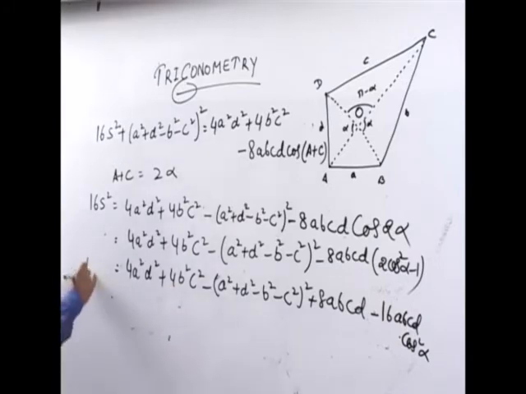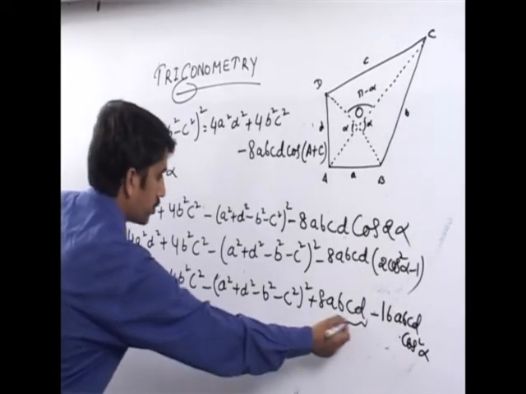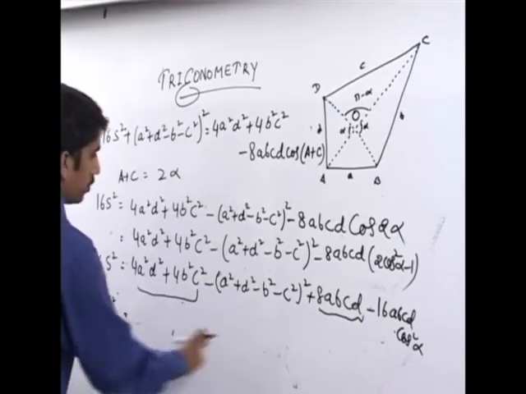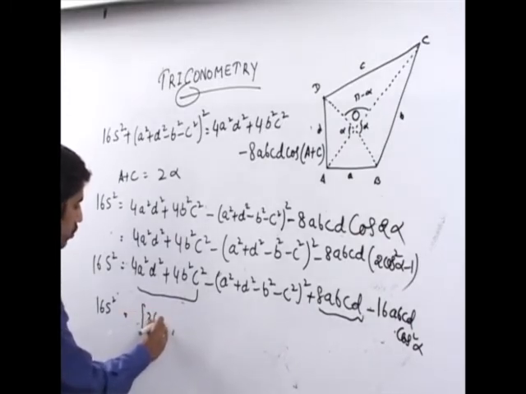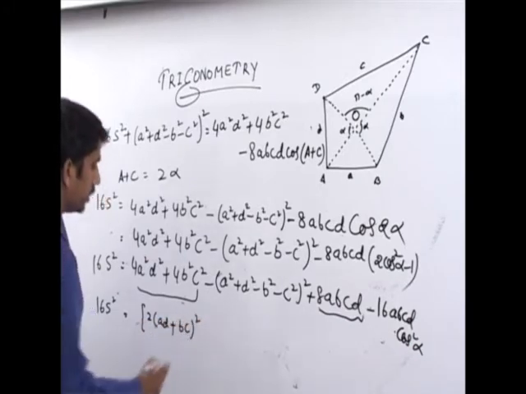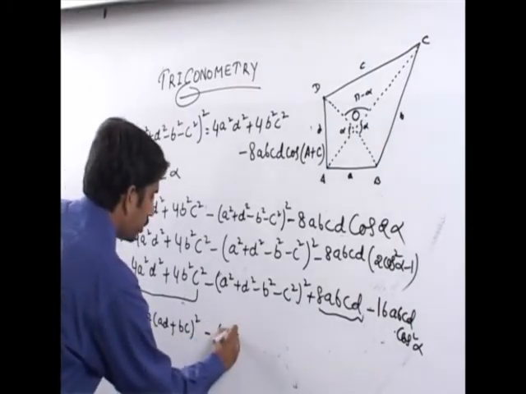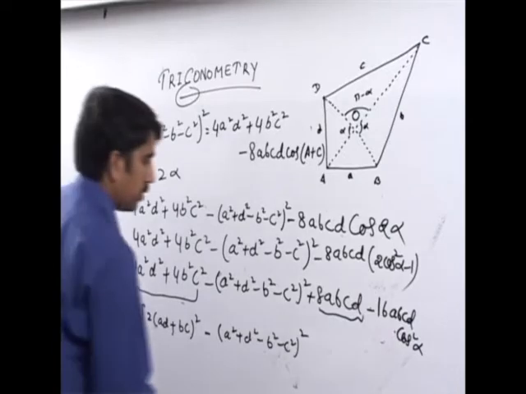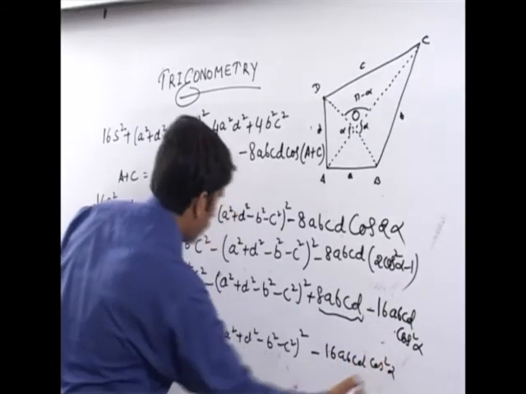Now this is 16s square. Now this will become this portion, and this portion will become, this is 16s square. Then you will add this, so this will become twice of (AD plus BC) the whole square minus (A square plus D square minus B square minus C square) the whole square, and minus 16 ABCD cos square alpha.